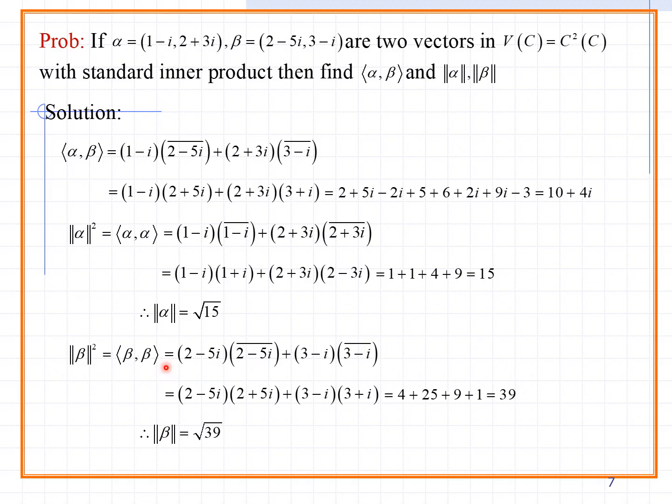Again, norm beta square means you take the complex numbers related to beta. So you apply the conjugate to the second term. Again you change negative to positive and imaginary negative to positive. Then you apply the product. So you get 4 plus 25 plus 9 plus 1 equal to 39. So 39 is the norm beta square, and the norm beta equals root 39. This similar problem is very important.